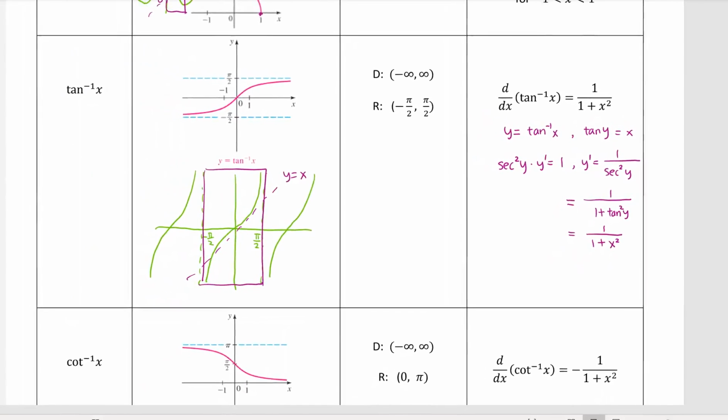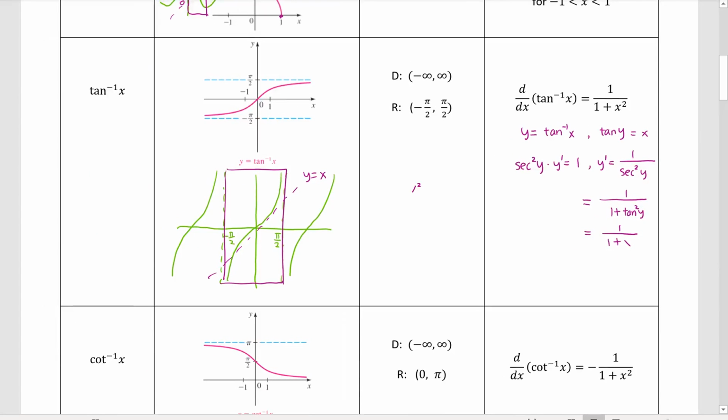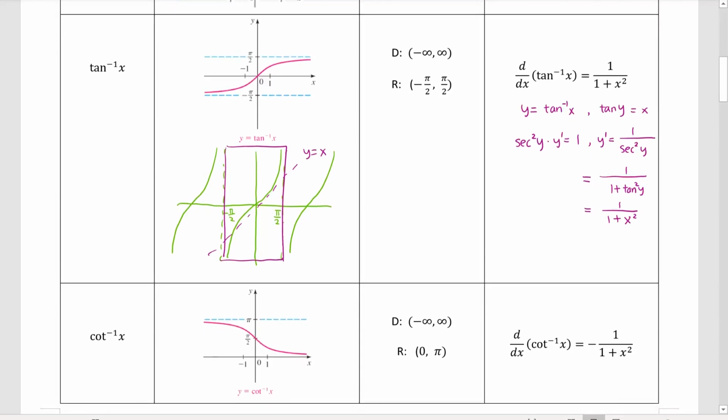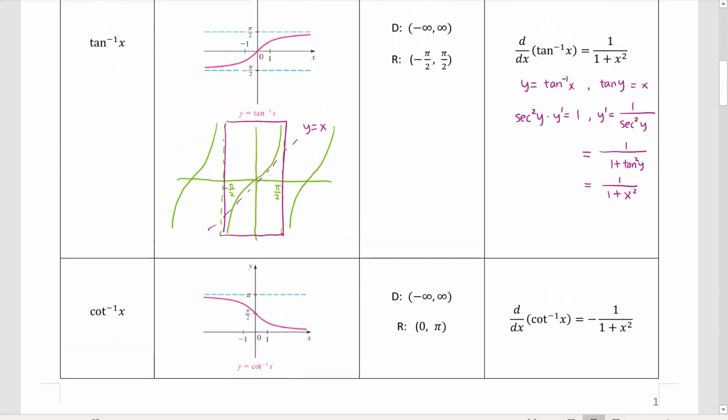The way we find the derivative of arccotangent is very similar. And you can see the derivative of arccotangent is just the negative of whatever we have for the derivative of arctangent.